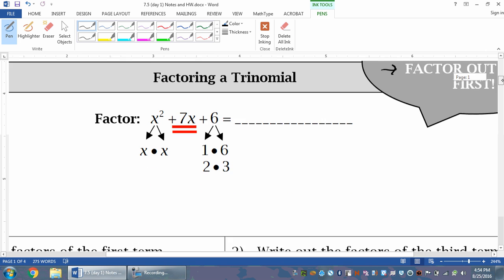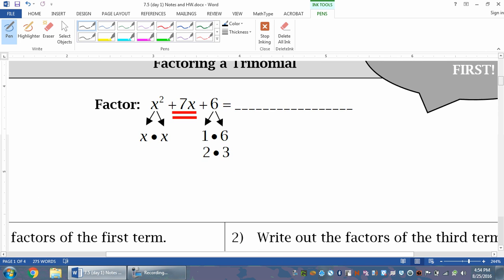All right, what we're going to learn how to do is factor x squared plus 7x plus 6 into the two binomials that originally multiplied to it. The first thing you're going to do is write out all the factors of x squared. Well, the only way to make x squared is x times x. Then you're going to write out the factors of the third term. So what multiplies to 6? Well, it's 1 times 6 and 2 times 3.